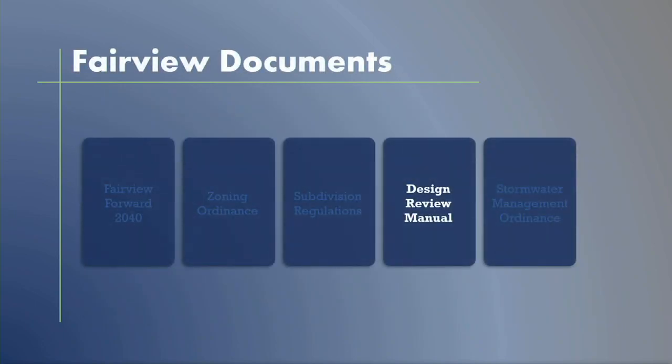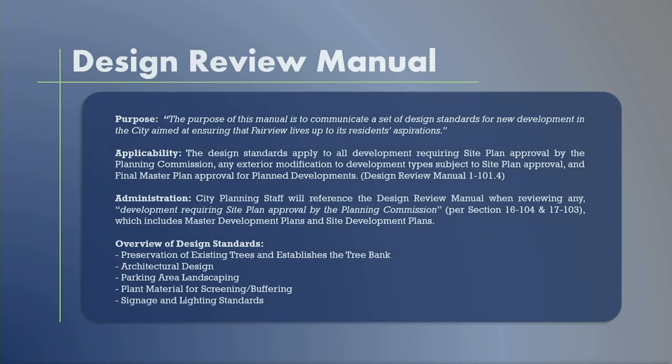So next we have the design review manual. Again, we can look at this, obviously it gets a little more specific. Now we're looking at the site, we're looking at existing trees, we're looking at landscaping, we're looking at buffering, screening of structures. We're also looking at landscaping in the parking area, looking at signage, and obviously the architectural design of the building. So we can see now we've got the property zoned, now we've gone through a subdivision process potentially. Now we're looking at actual specific site elements, site design. So again, this is the document for that.